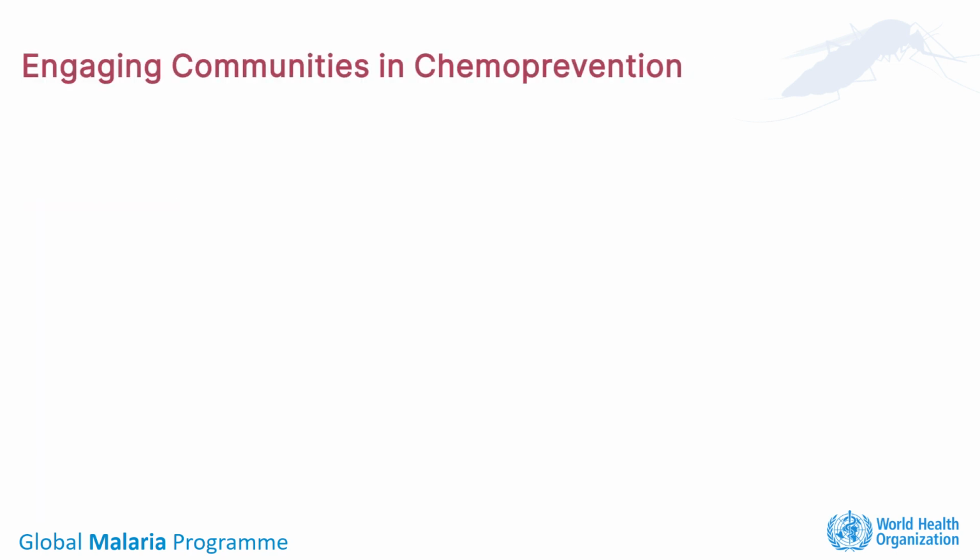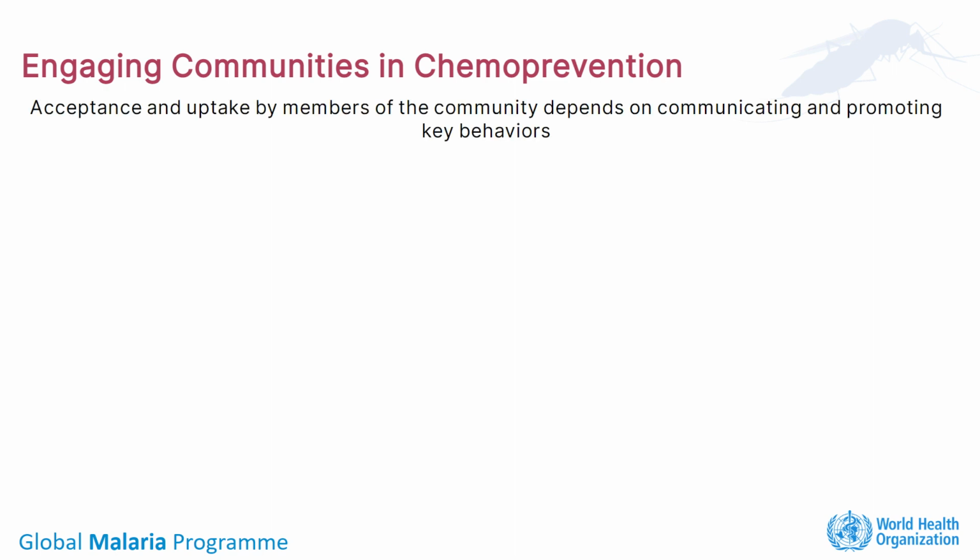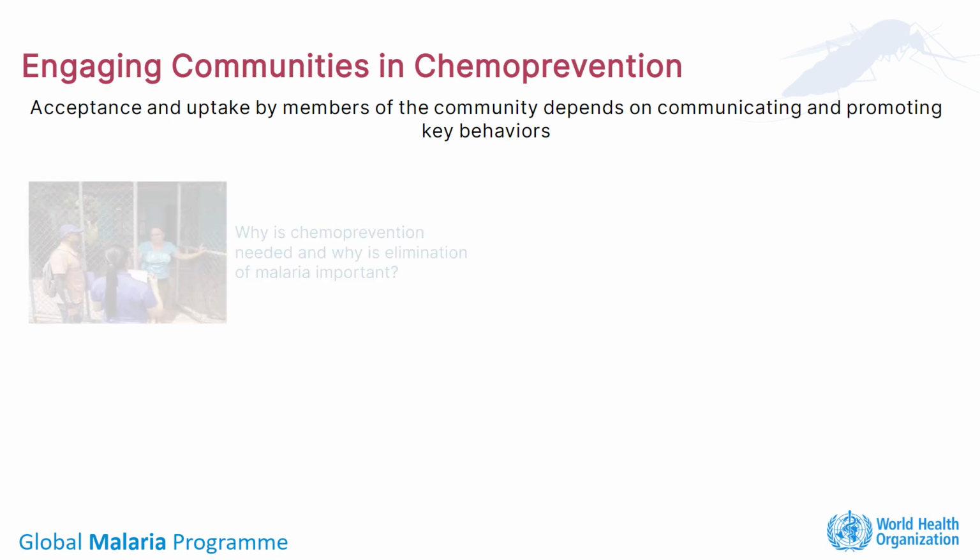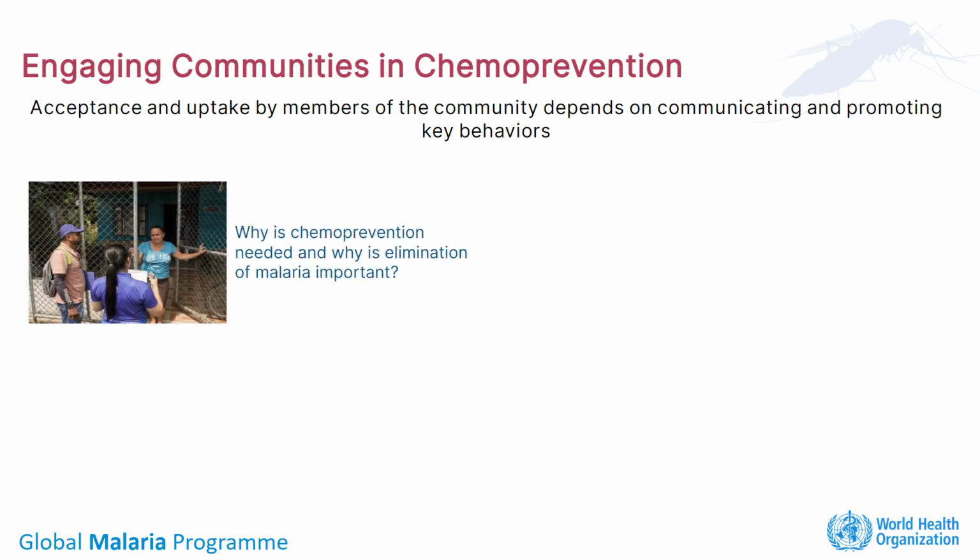As with all malaria interventions, engagement of the community is essential for chemoprevention strategies to be effective. Ensuring full participation in a chemoprevention program requires building mutual understanding and trust in the institutions implementing the intervention. Acceptance and uptake of the medicine by members of the community who are not feeling ill and have not been shown to be infected with malaria will depend on several factors. First, the general malaria risk perception in the area. In elimination settings, where malaria has ceased to be a major problem for some time, there needs to be messaging around why chemoprevention is needed and why elimination of malaria is important.